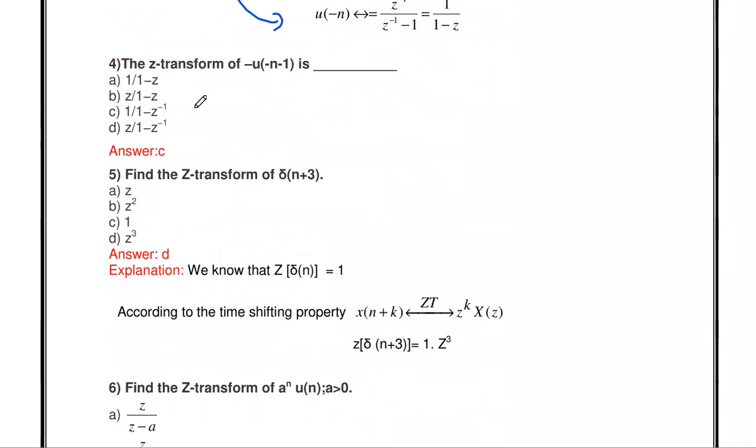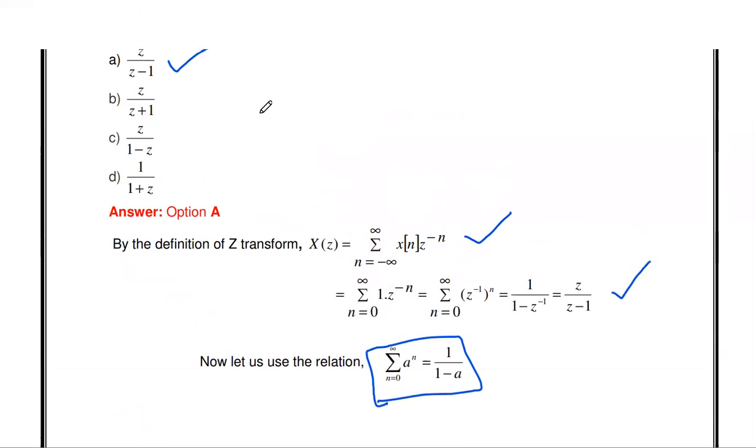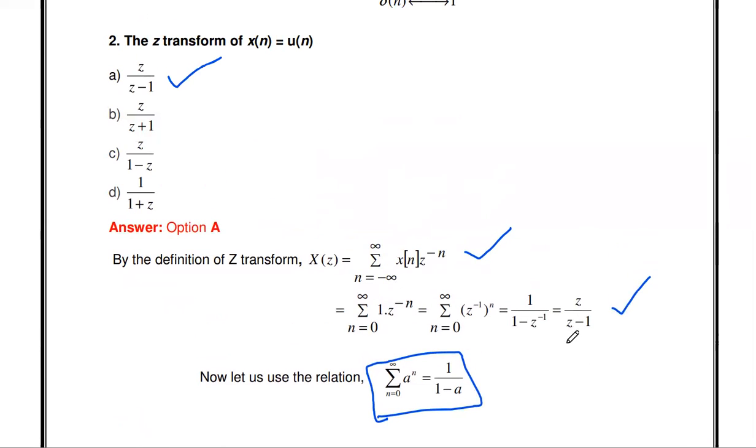Then the next one: the Z transform of minus u of minus n minus 1. u of minus n minus 1 is the signal available for time n equal to minus infinity to minus 1. Its Z transform is 1 divided by 1 minus z inverse. Similar to u of n, we have to solve u of minus n minus 1, and if you solve it, we will get the same answer.